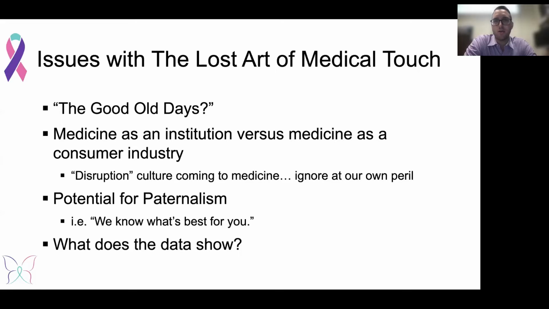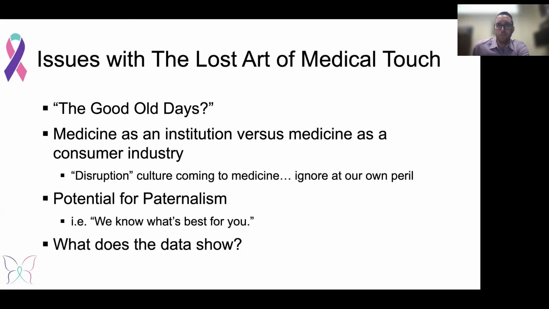I think it's important to have a critical eye on that, both as patients, because is that really what's best for us? But then also even among my colleagues, like, are we really looking at an ideal that was real? I'm going to get more to this later, but medicine as an institution historically was rather paternalistic and saying, we know what's better for you than you do. I think there's some component of that as well with this medical touch thing.